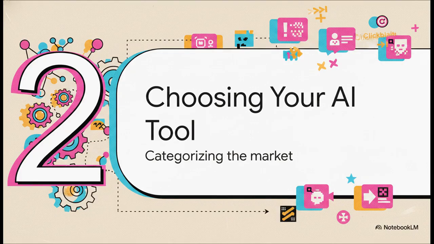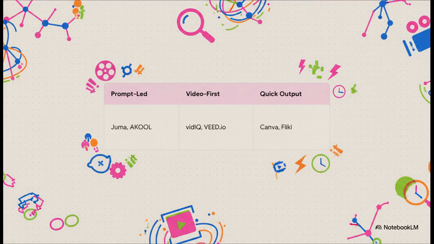Moving on to Section 2, choosing your AI tool. Categorizing the market. Now that we know why people click, we have to actually choose the right AI tool to manufacture these clickable moments. And let's be real, the AI thumbnail generator market is incredibly crowded right now. But you can cut through all that noise by categorizing these tools based entirely on your specific workflow. If you want deep creative control, you're going to look at prompt-led tools. If you're starting with a finished video file, video first is your category. And if you just need speed and pre-made templates, you go straight for quick output. Choosing the right category fundamentally changes your time commitment.